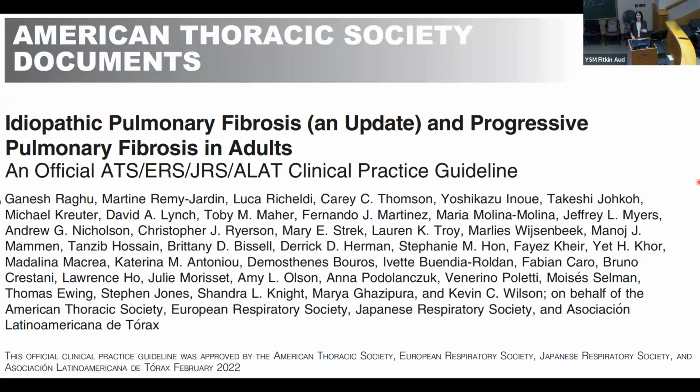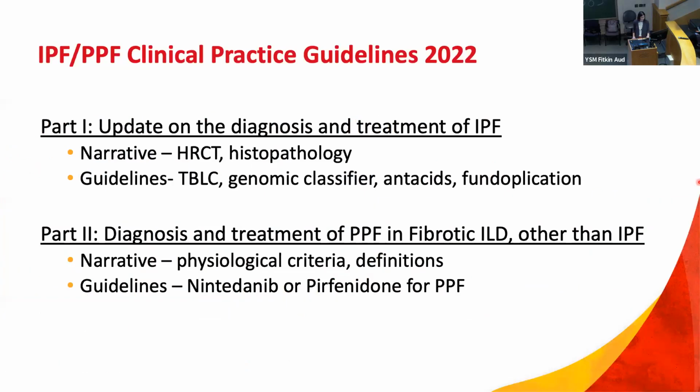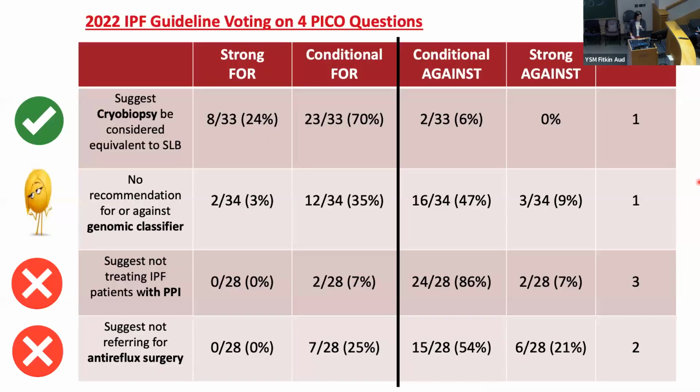So this brings us to the most recent major guideline that has come out from the ATS, the 2022 updated IPF guideline and progressive pulmonary fibrosis guideline. There were two parts to this: the update on the treatment and diagnosis of IPF, which has the narrative and then the guideline part. And then the second part, the diagnosis of progressive pulmonary fibrosis in fibrotic ILD other than IPF. So there's the narrative part, and then there are the PICO questions, of which there are two.